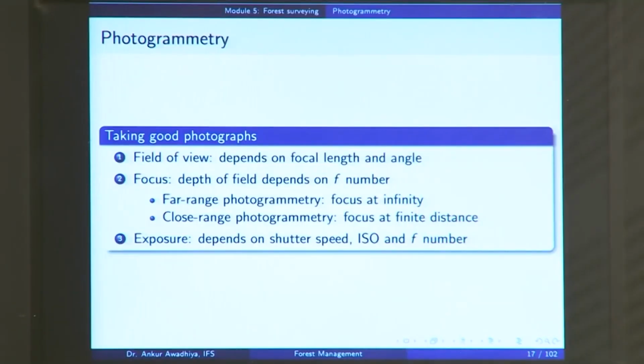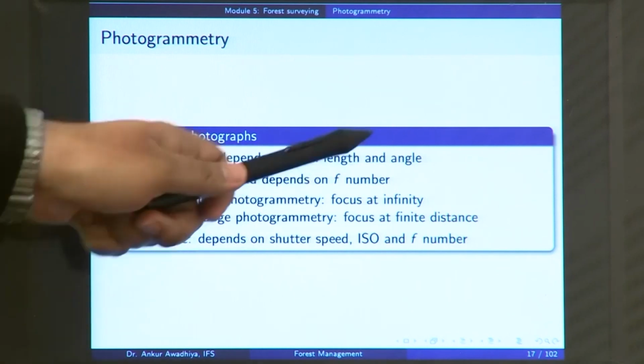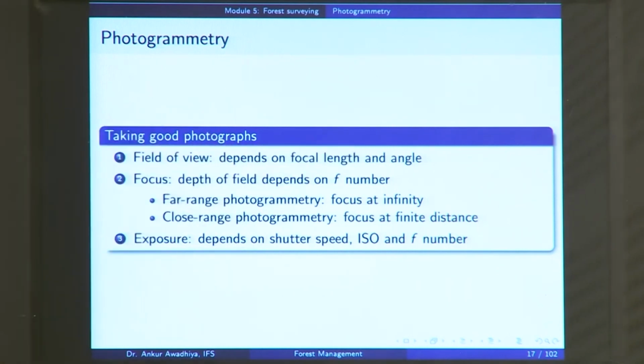Now, when we take good photographs, we need to keep in mind the field of view. So, the field of view will depend on the focal length and also on the angle. So, what you are seeing depends on how you are positioning the camera. Then your good picture will also depend on the focus, whether your images are in focus or out of focus.